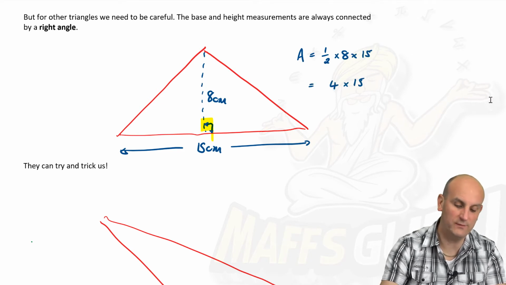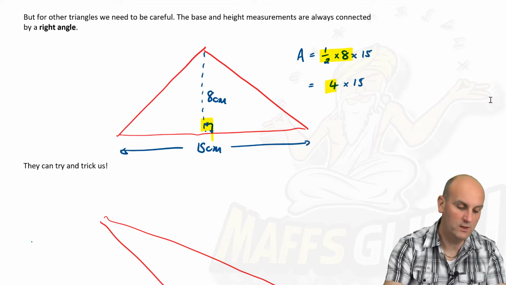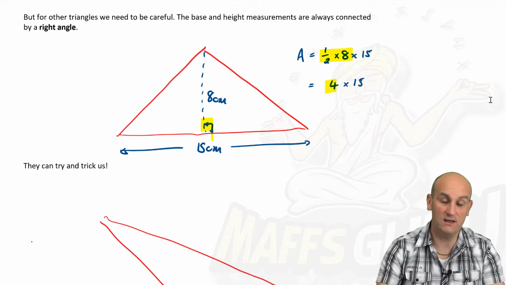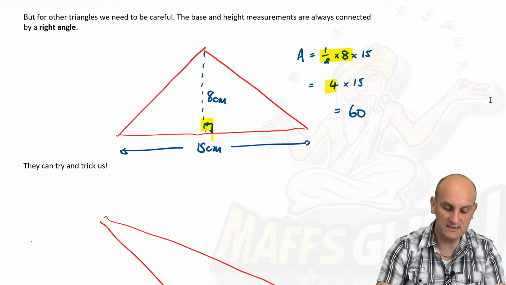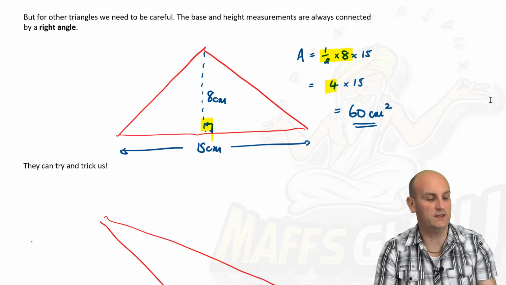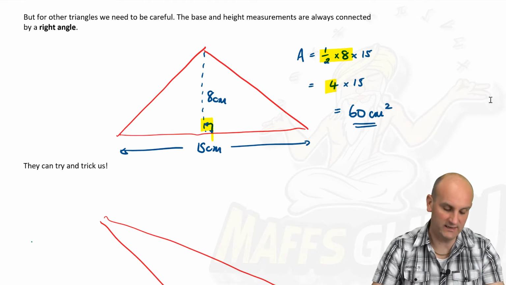Now, hopefully you all know what I've done there, because a half of 8 is 4. Makes life a bit easier if I break the calculations down. And 4 times 15 is 60, and in this situation, centimetres squared. Don't forget your units. If you forget the units, to be honest with you, you're stuffed in exam questions.